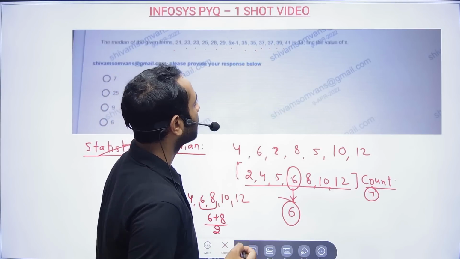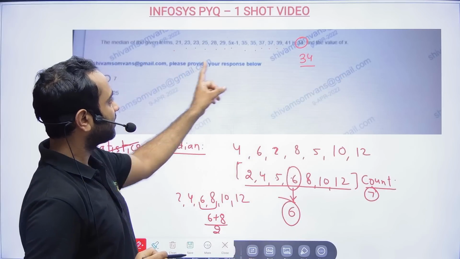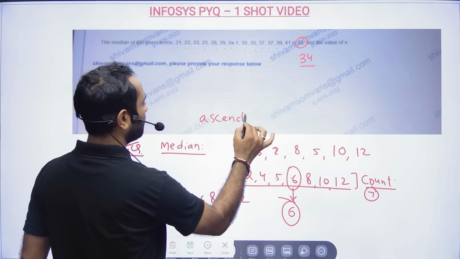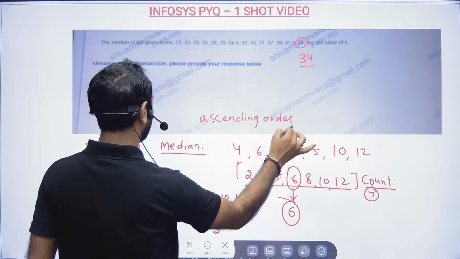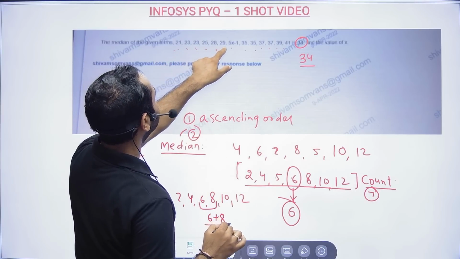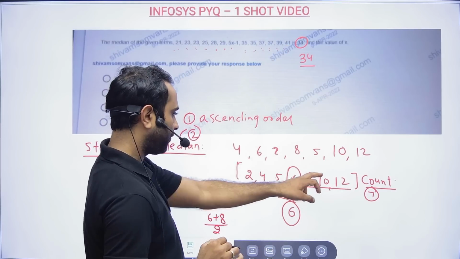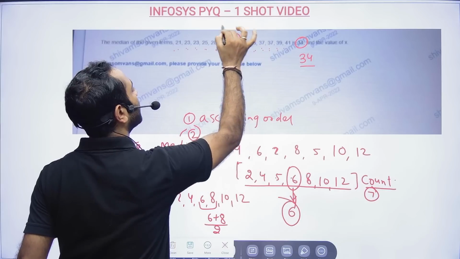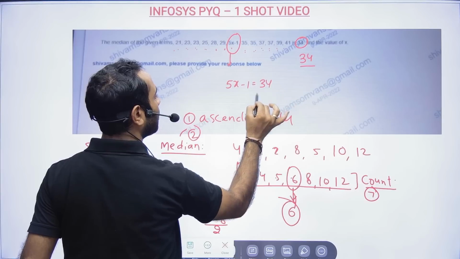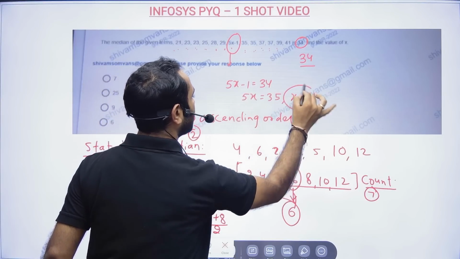The median is given as 34. Okay, fine. Now it is arranged in ascending order, so that problem is not there. Okay, my median rules. Second thing, let us count the numbers. 1, 2, 3, 4, 5, 6, 7, 8, 9, 10, 11, 12, 13. So we have an odd count. If you have odd, then the middle number will be your median. So 5x minus 1 is your median. That is nothing but equal to 34. So 5x is 35. So x will be 7. So you have to find out the value of x.